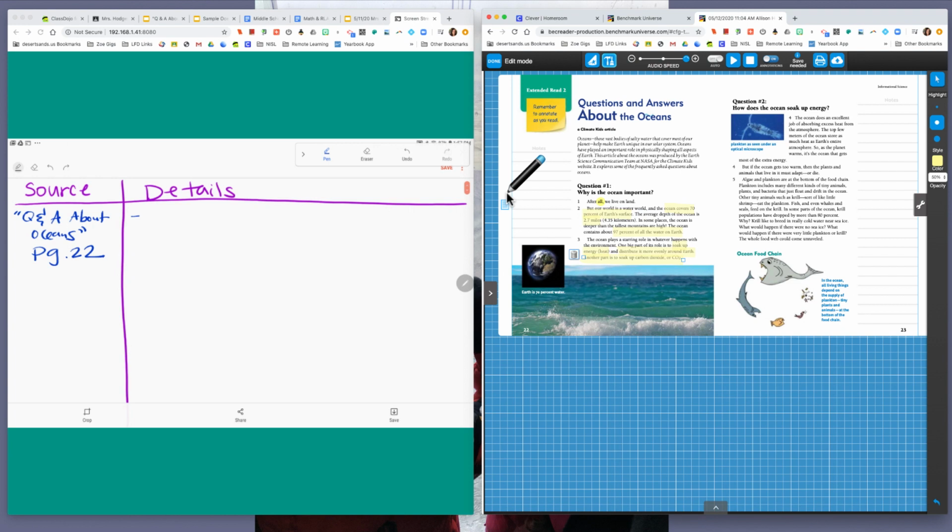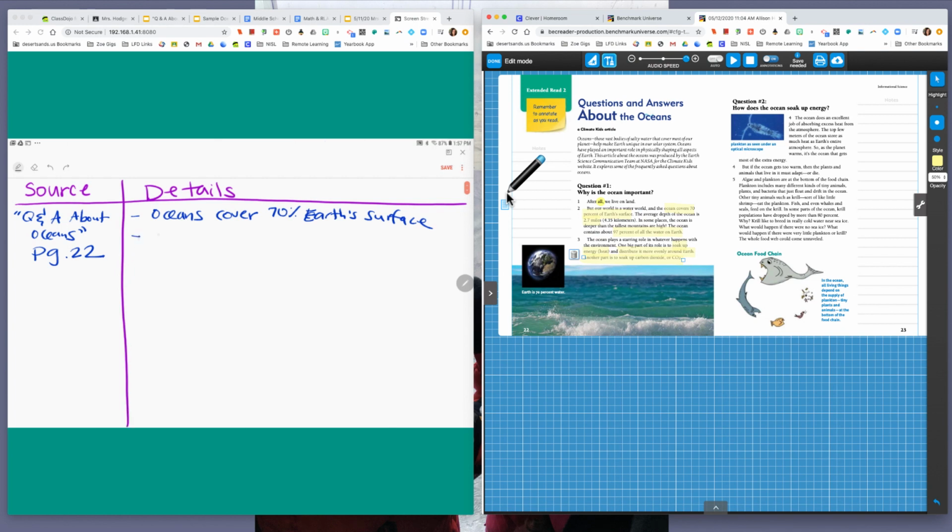Now let's take some notes on what we just highlighted. We don't necessarily have to take everything, but if everything we highlighted was important, then we might. So my first thing that I highlighted was oceans cover 70% of Earth's surface. I'm going to just write that out. Oceans cover 70% of Earth's surface. And that means that if I looked at a globe, 70% of it is ocean and the other 30% is the land.